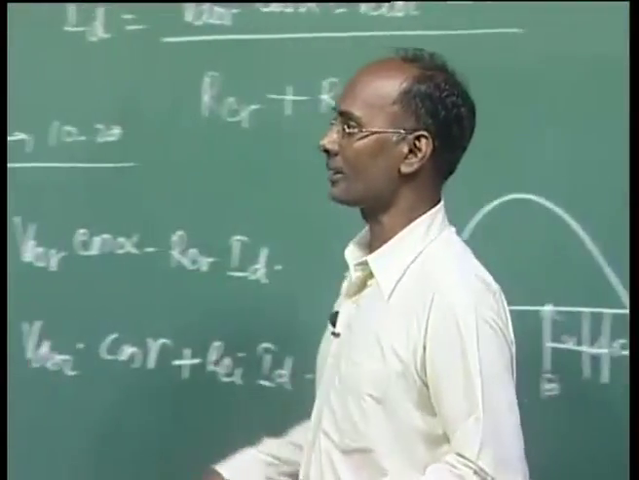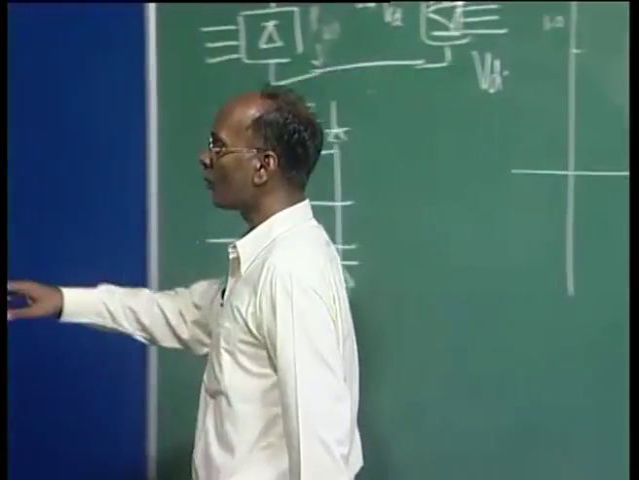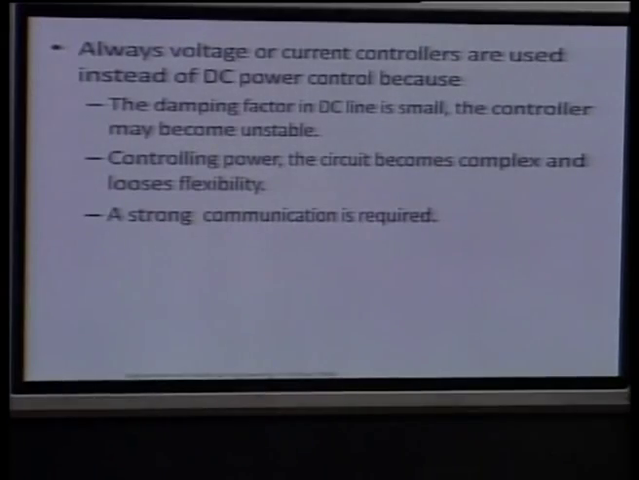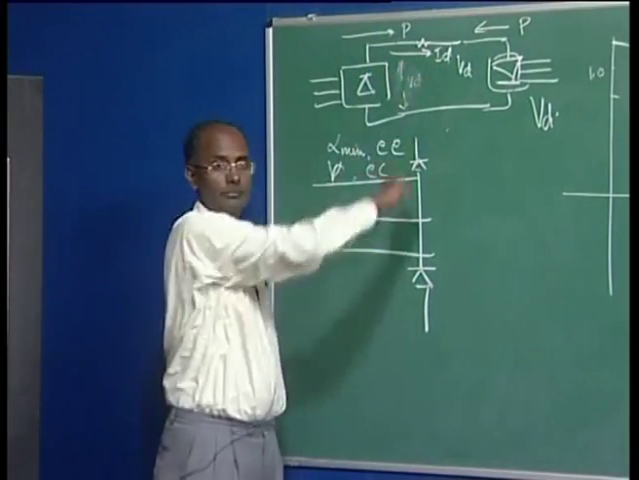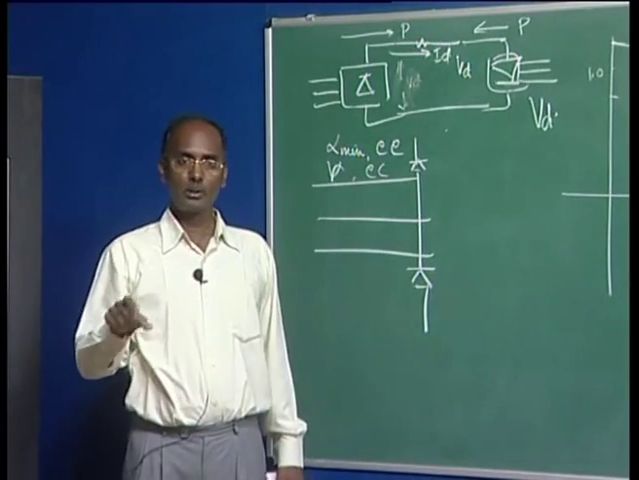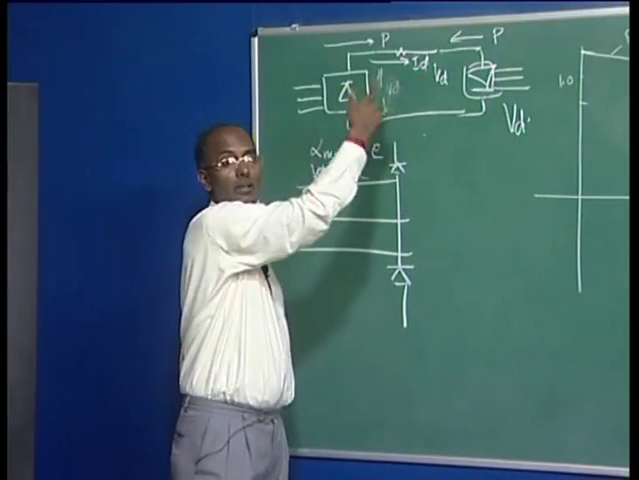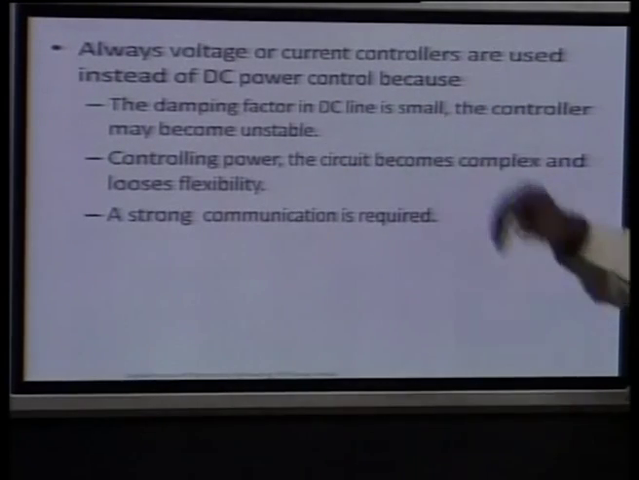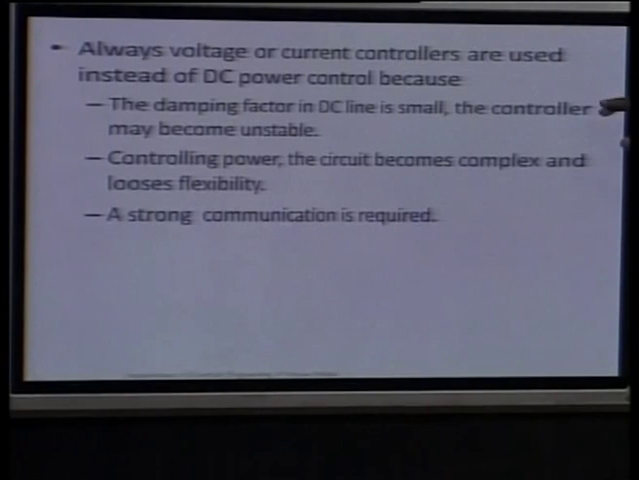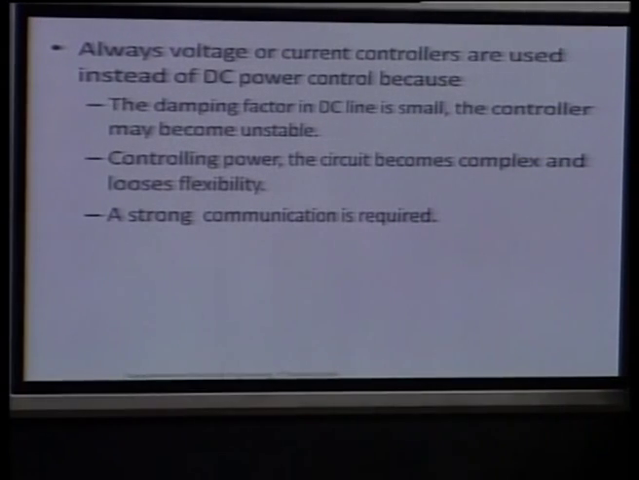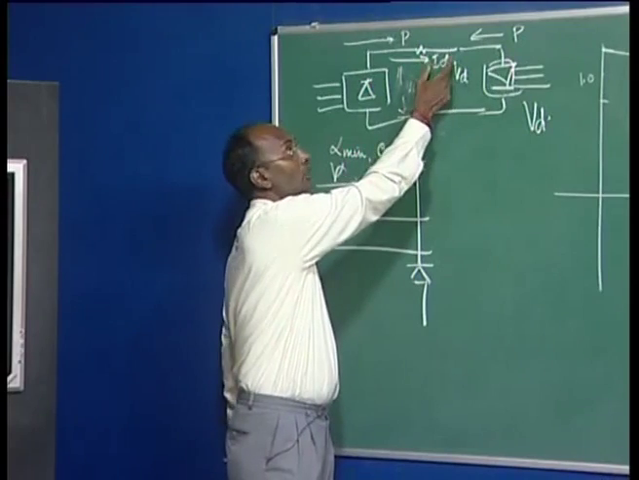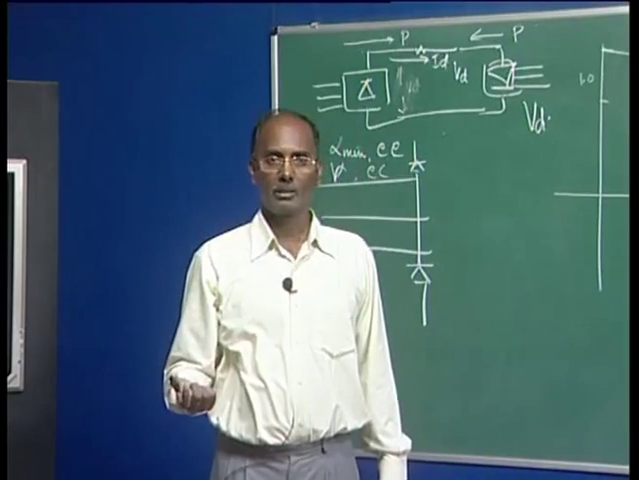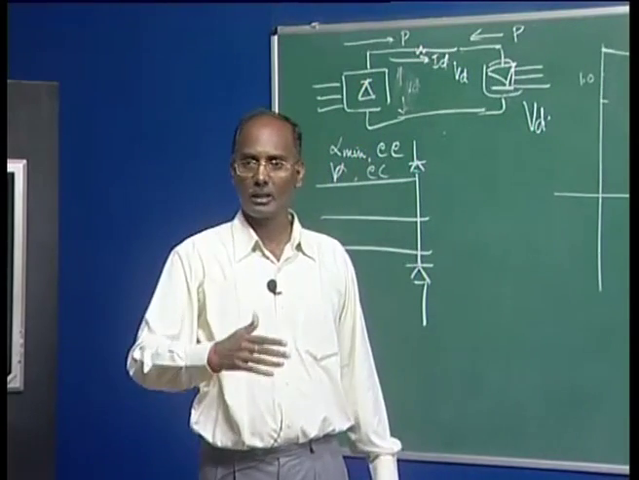The reason for this, as written here, is that voltage or current controllers are always used instead of DC power control. It was possible that we could control the power rather than the current, but we prefer to control the voltage and the current rather than power due to the following reasons. First reason: the damping factor in the DC line is small and the controller may become unstable. The damping factor is nothing but the resistance of this line.